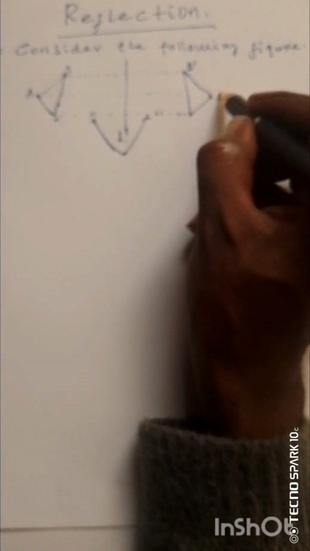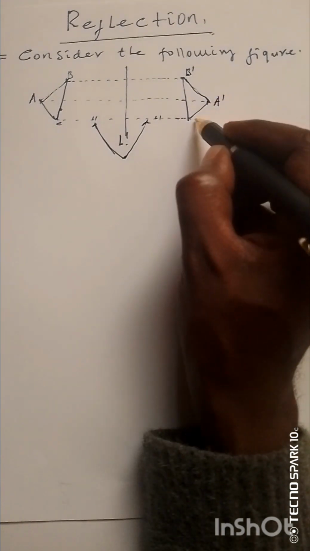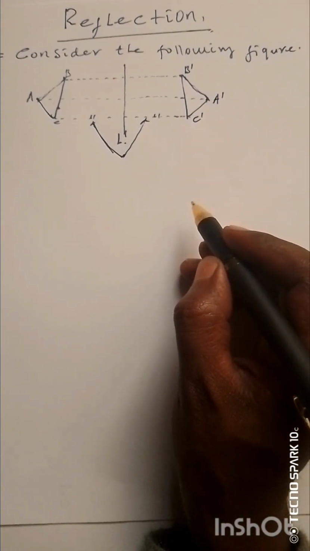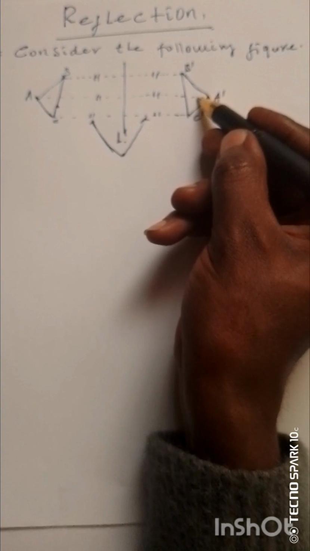Our today's lesson is about reflection. Consider this figure here. The first figure is a triangle ABC, which is reflected about the line, and the image formed is triangle A prime B prime C prime.